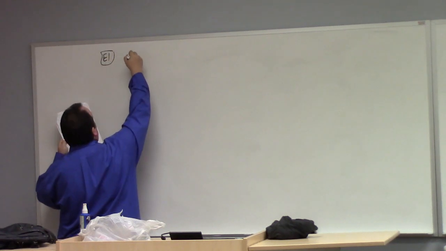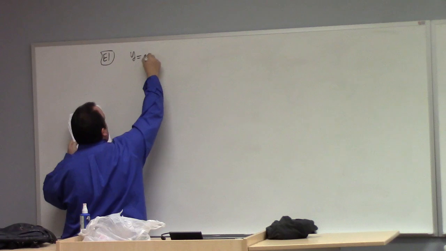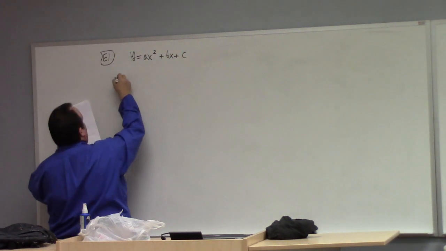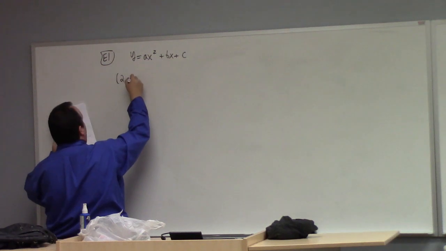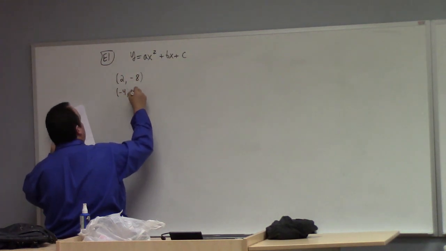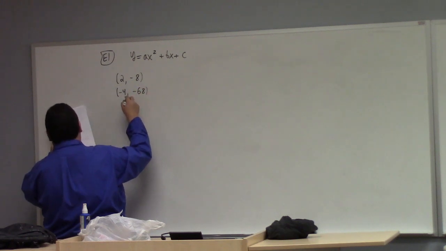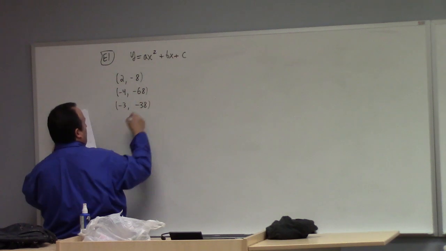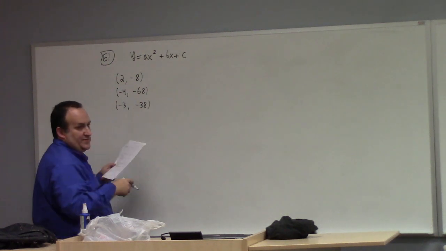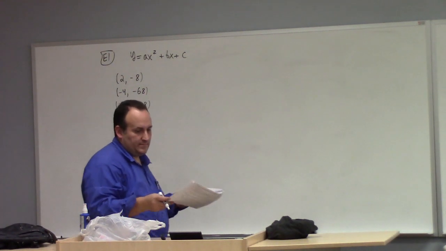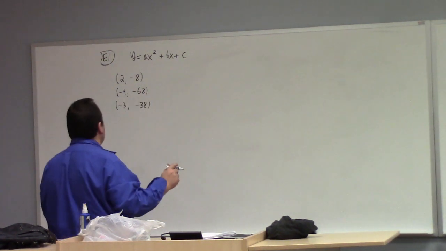So, it's y equals ax squared plus bx plus c. And we're given that the points (2, -8), (-4, -68), and (-3, -38) are on the graph of the parabola, then you're supposed to find the a, b, c that make it so. I didn't do this one? Nope. All right, so let's do it.